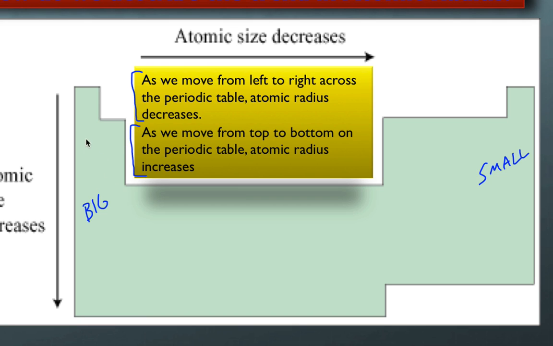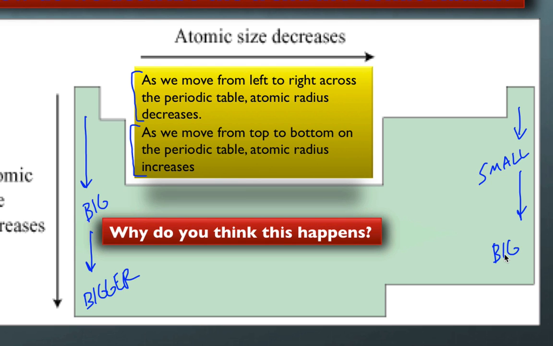So what we could say is that as we go down here, what we can expect is that these atoms are going to get bigger. And the same thing goes on this side over here. So they start small on the top, and as we go downward, these atoms are going to get bigger. So there's a trend pattern in both the left to right nature of the periodic table and top to bottom. So the next question I'll ask is this: why do you think it happens?